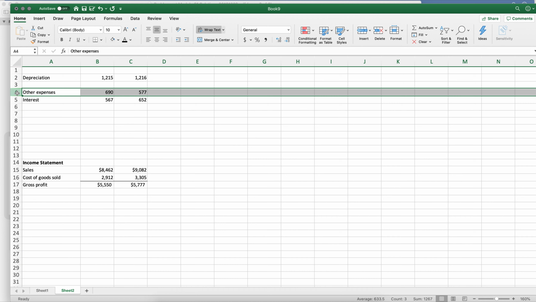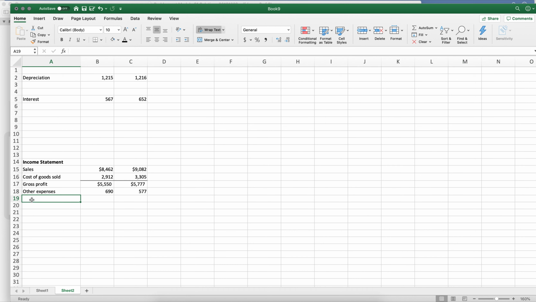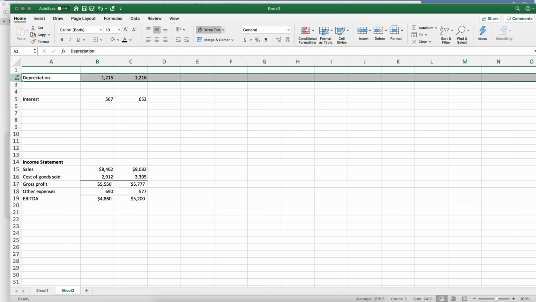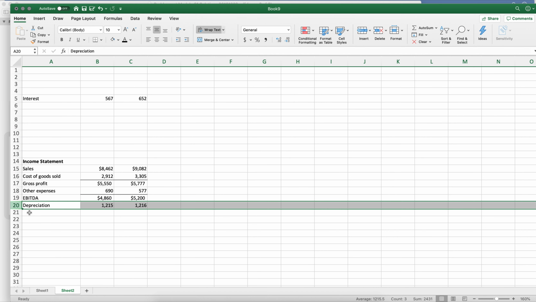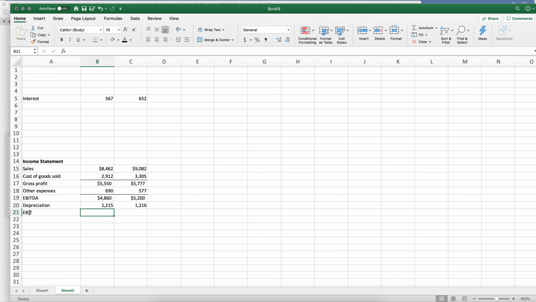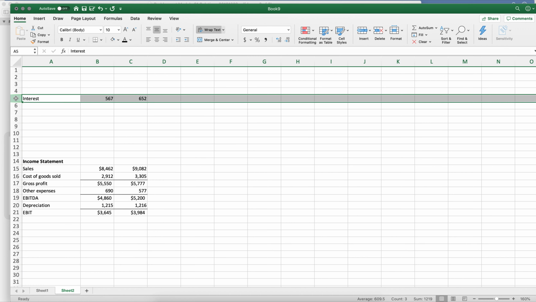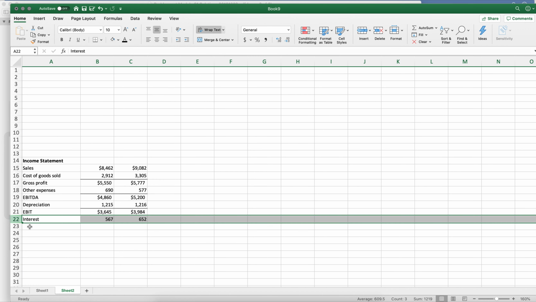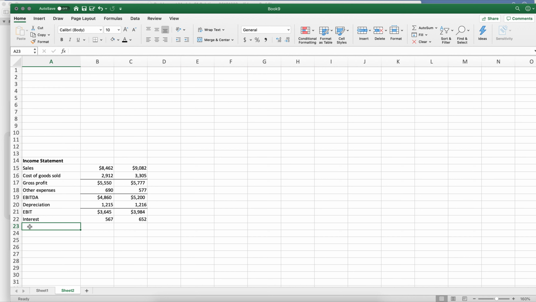Depreciation, other expenses, that's going to go under gross profit. This will give us EBITDA. Let's add a line here. To get rid of the DA, we're going to take out depreciation. This will leave us with EBIT. We have interest, which is tax deductible. So this will leave us with pre-tax profit.